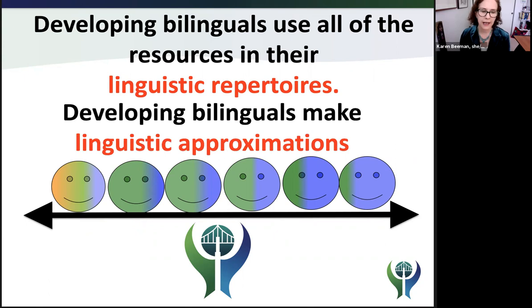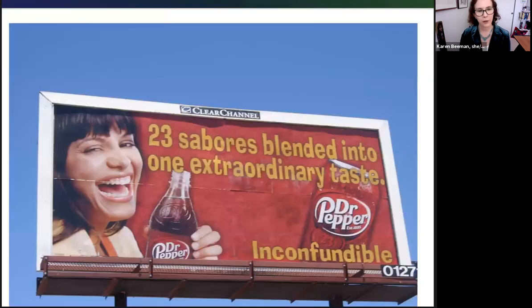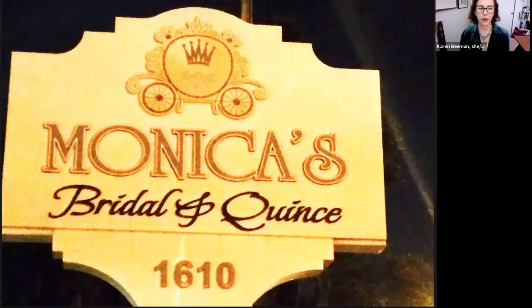So developing bilinguals use all their resources in their linguistic repertoires, and we expect them to make these approximations in part because look at the community in which they live. This is Colorado, and this is Palmetto, Florida. You kind of have to be bilingual to read this. Monica's bridal and 15, right? So our students see the signage all around them, therefore their language is bilingual. We know that the natural developing nature of students is to translanguage and to use the two languages together. We look at that as an asset.